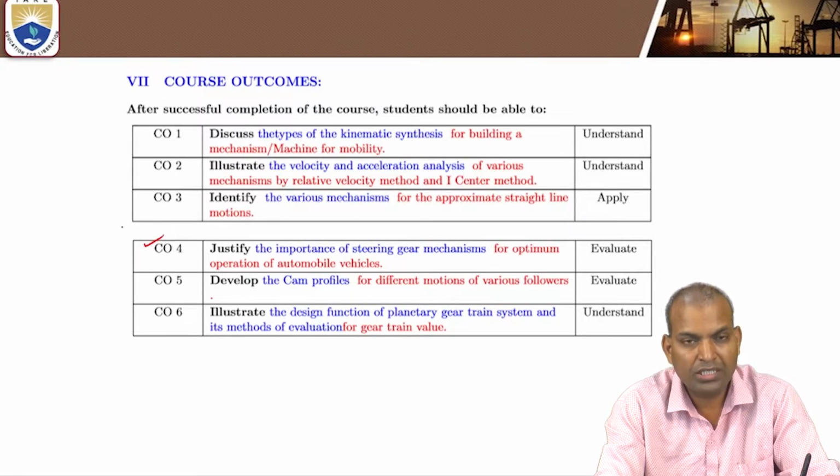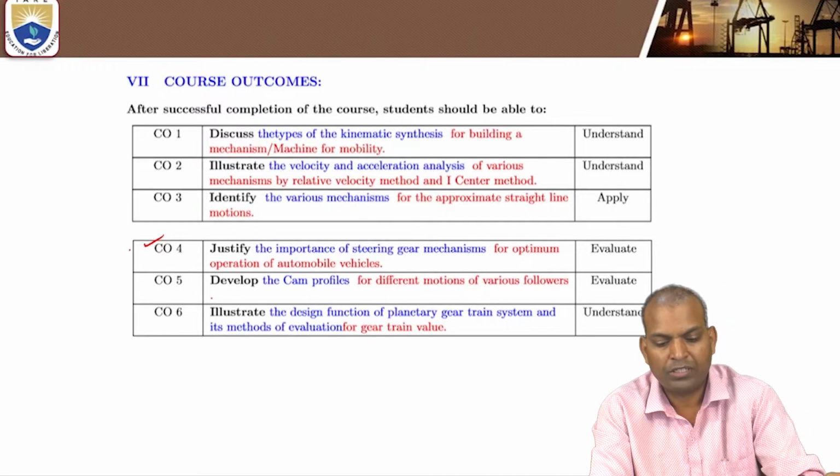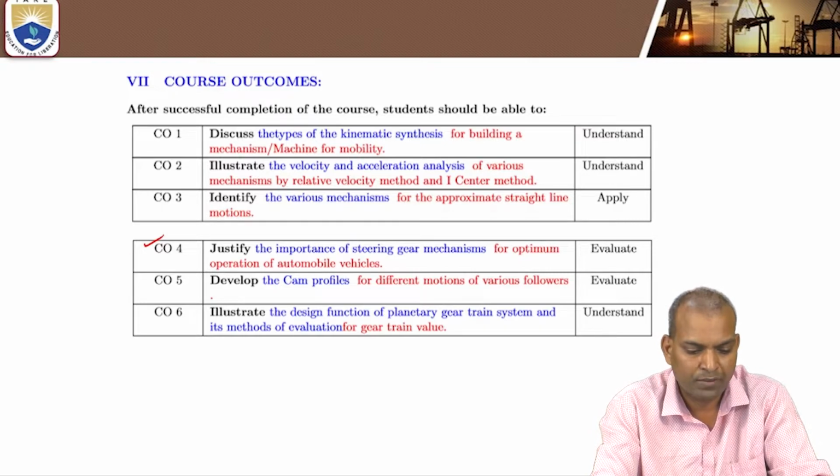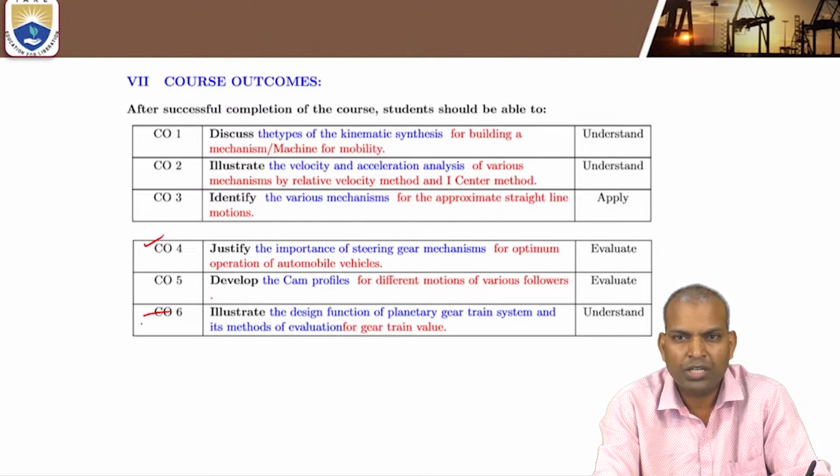What is the optimum operation here? Not to get skidding, okay, by the driver of the vehicle. Now the fifth objective is to develop the cam profiles for different motions of various followers. Finally, it is related to illustrating the design function of planetary gear train system and its methods of evaluation for gear train value.